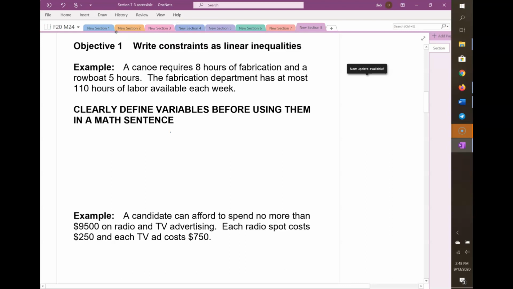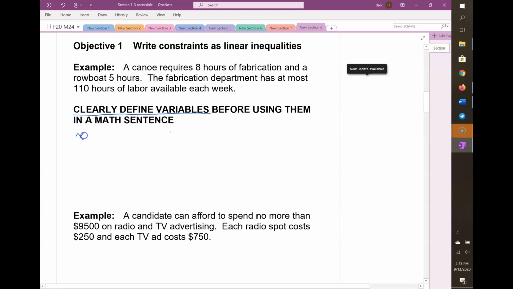So we've been working on these. Linear inequalities have an x and a y, and when you draw the graph, it's a straight line. The first step to all these problems is always going to be to clearly define your variables.